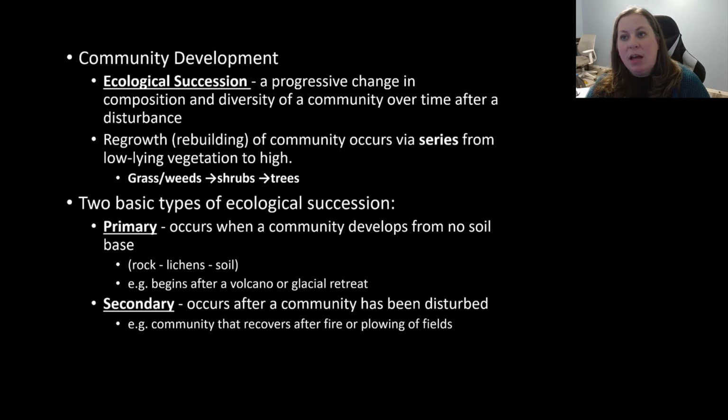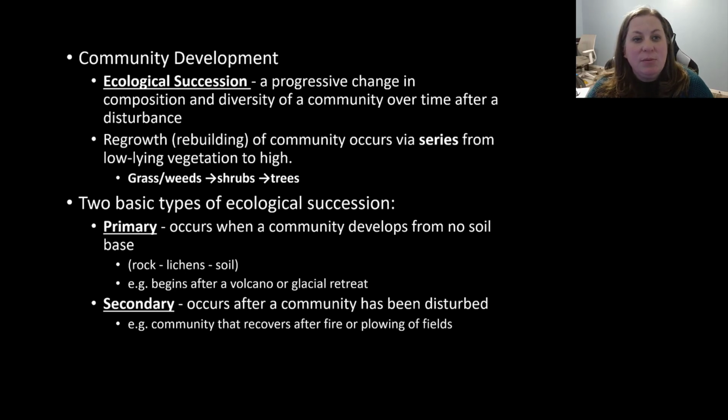The next thing we want to talk about is community development. This is known as ecological succession. This is a progressive change in the composition and diversity of a community over time. Now, this could be a primary type of succession or a secondary type of succession.